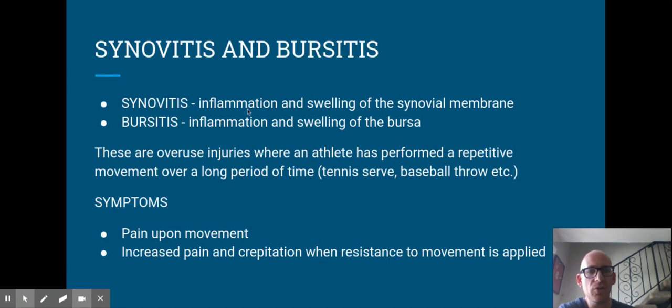These are typically overuse injuries, okay, where you've been constantly throwing, moving in a certain way that's gradually inflaming that structure. You're doing it a lot, okay, it's repetitive. So, tennis serve, baseball throw, those are good examples. It's going to be painful. And you might get some crepitation if you are applying resistance for that joint to push against.